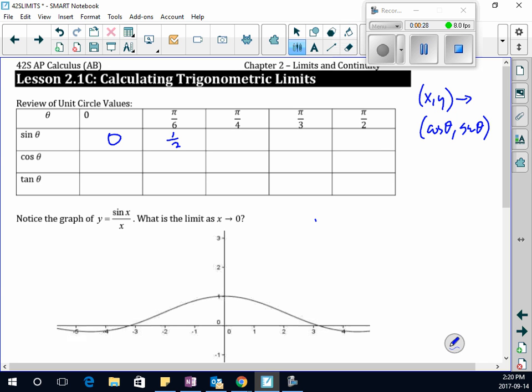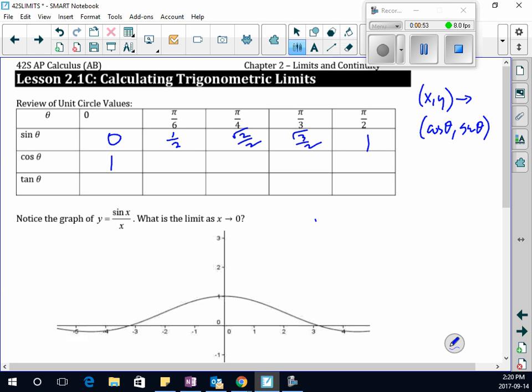1/2. Do you guys remember your left hand trick? Okay. Sine of pi over 4. Root 2 over 2. Sine of pi over 3. How about root 3 over 2? Sine of pi over 2. 1.